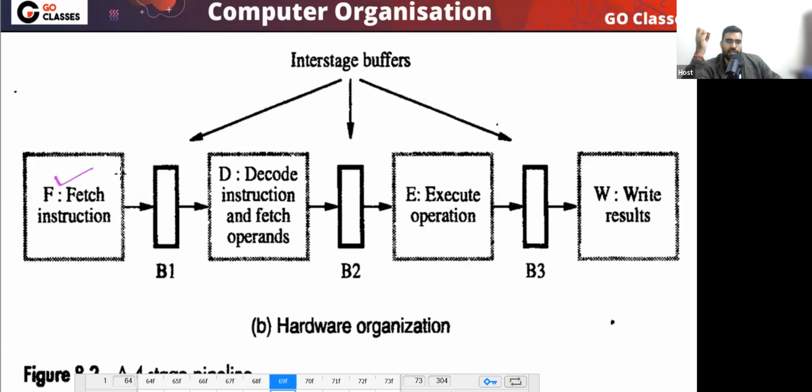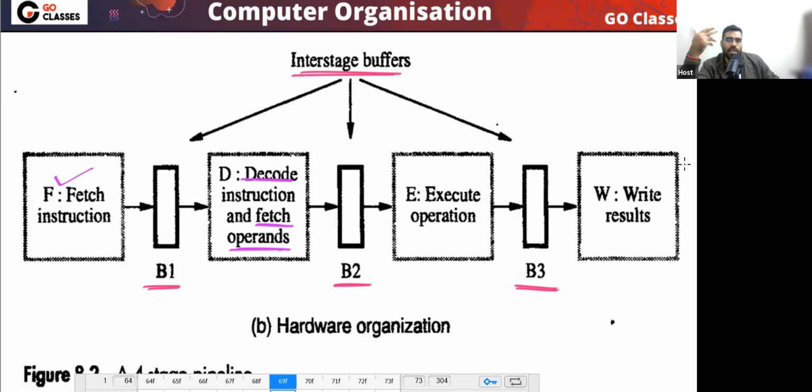There is instruction fetch, instruction decode, and read the register. This is the hardware unit which will do the instruction fetch. This is the hardware which will do the decoding and read the registers. This is the hardware responsible for execution, like the ALU. And then you write the results in the registers. So this is a 4 stage pipeline, and all these are the inter-stage buffers. Depending on the pipeline, the last stage also can have an inter-stage buffer. Is this clear?